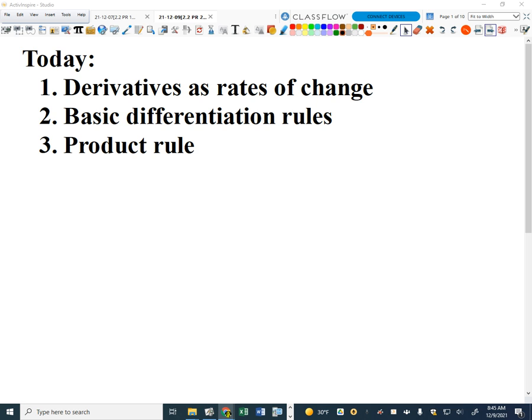That's another big rule that we use a lot. Whenever you have to differentiate a product of functions, it's a little more complicated than just differentiating each function separately. We'll look at that today too.